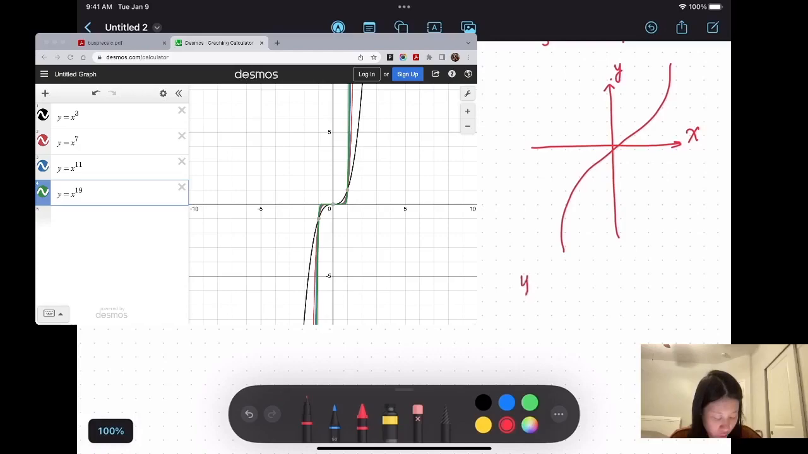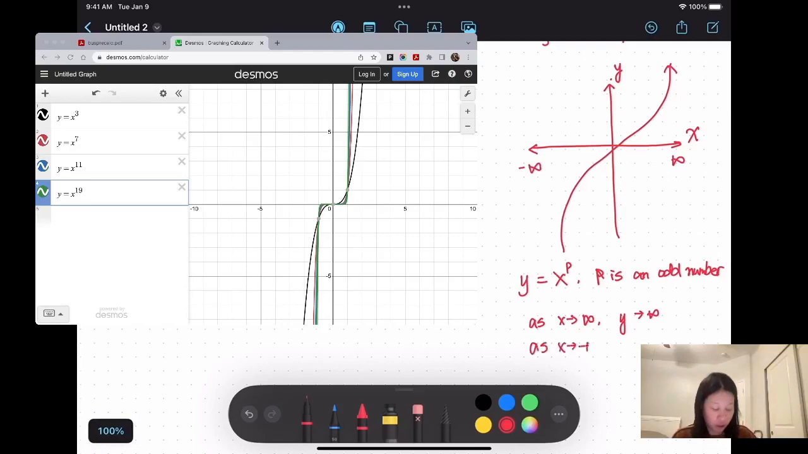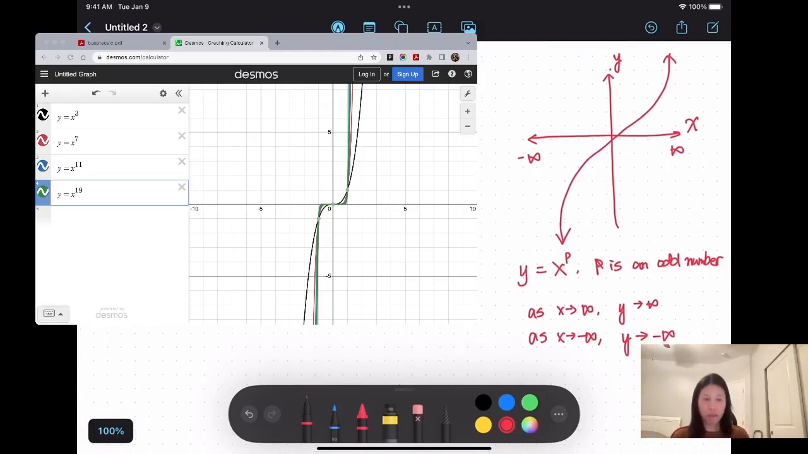So when y equals x to the p, when p is an odd number, we have what? As x goes to the right, the function goes up, right? So as x goes to positive infinity, which is to the right, y goes up, which is positive infinity. But as x goes to the left, which is negative infinity, y goes down. If you look at the graph, if y goes down, that means y goes to negative infinity.